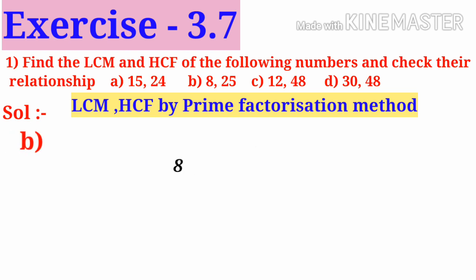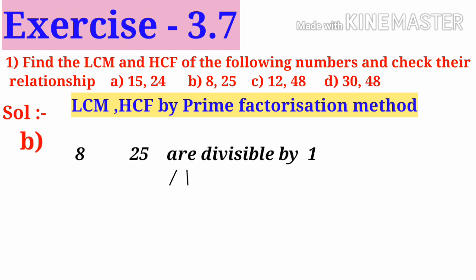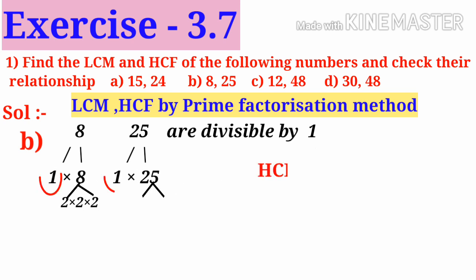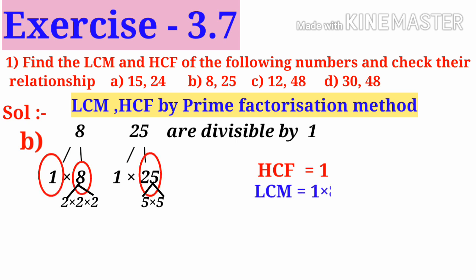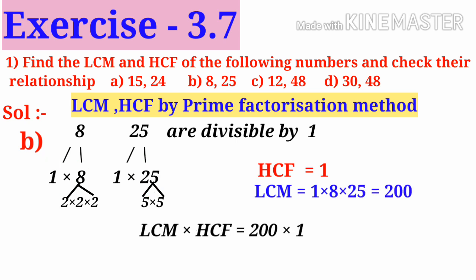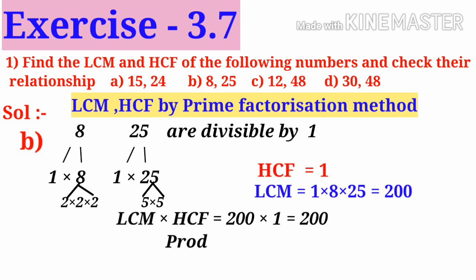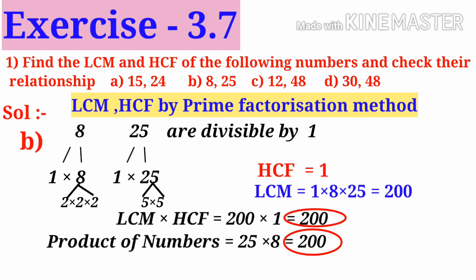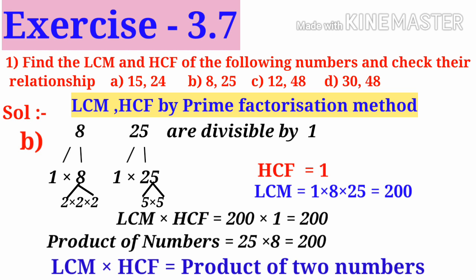Now problem B. 8 and 25 are divisible by 1. So write these numbers as multiples of 1 as 1 into 8 and 1 into 25. So common factor 1 is called the highest common factor, HCF is equal to 1, and LCM is product of one common factor 1 and the remaining factors 8 and 25. So product of these numbers is 200. Now LCM into HCF is 200 into 1, that is 200, and product of numbers 25 into 8 is also 200. So products are same, so we can say that LCM into HCF is product of two numbers.